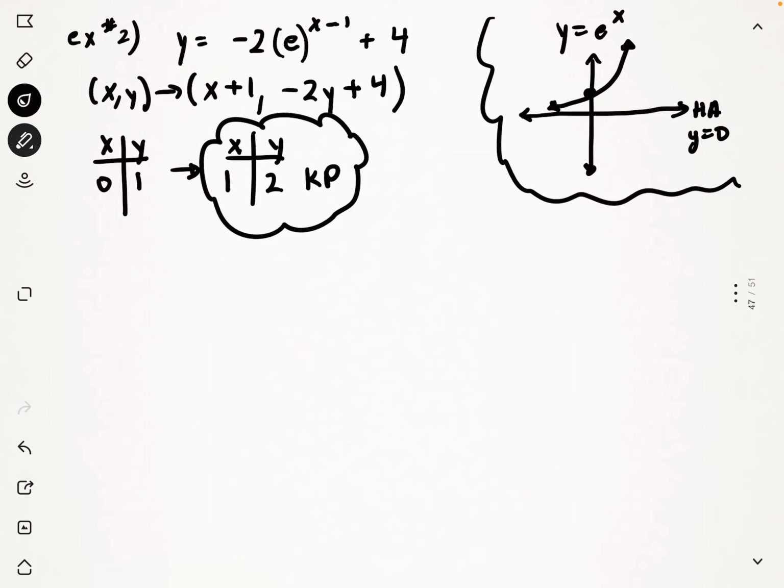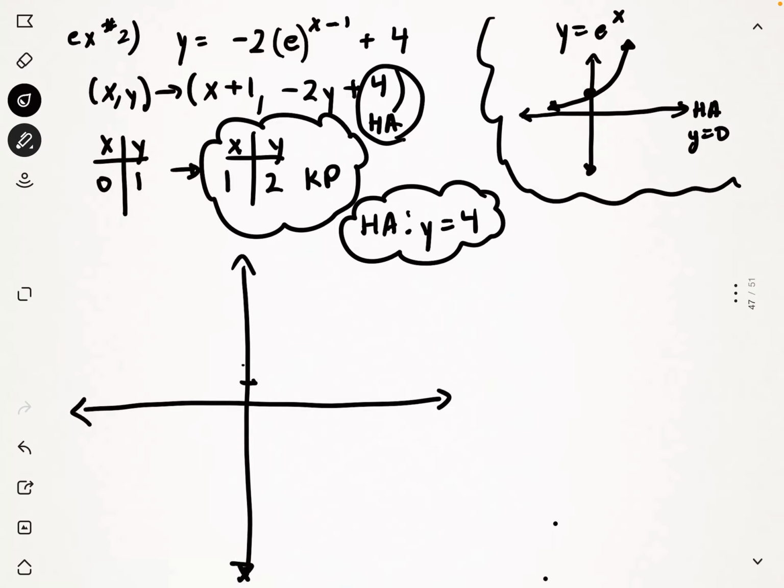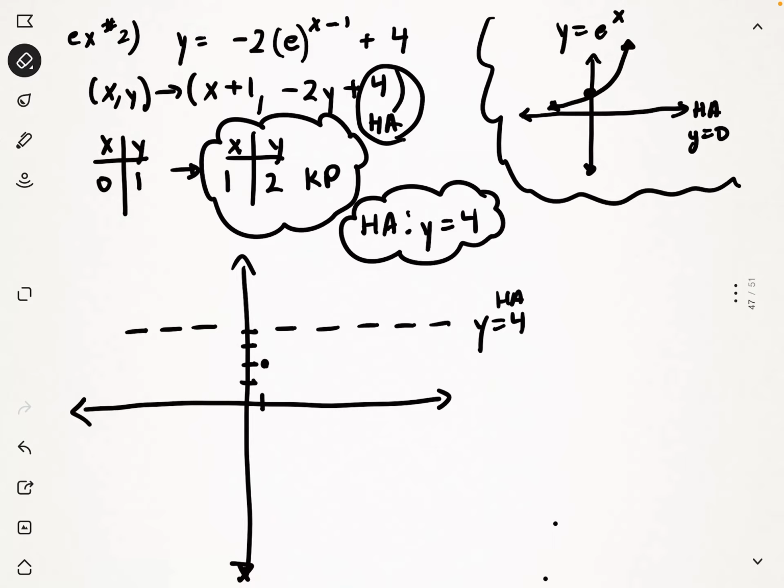Once again, you can get a horizontal asymptote from the vertical translation. So we have a horizontal asymptote for this one, which is y is equal to 4. That comes directly from the mapping notation, the vertical translation. So we could sketch what we have so far. We have something like this, and we could say, at y is equal to 4, we have a horizontal asymptote. And we have a key point at 1, 2.